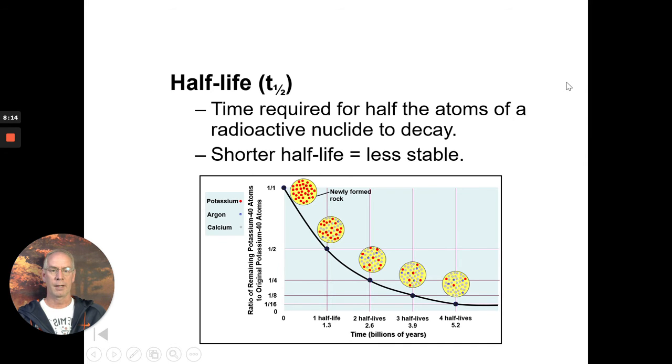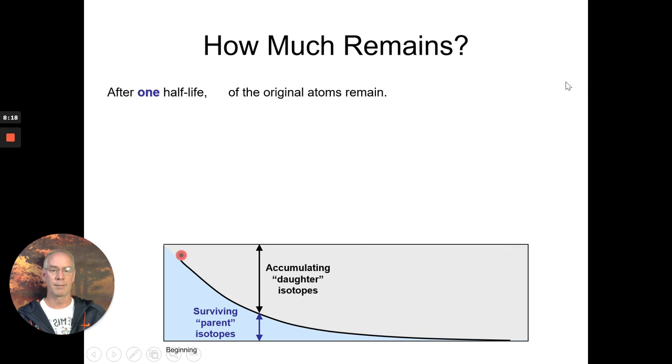And we mentioned that if you have a very short half-life, it's not a very stable isotope. So we can look at it here. The blue one is the one that's disappearing, so the surviving parent isotopes are going down, but they're producing or accumulating daughter isotopes. That's the new thing that it produces.